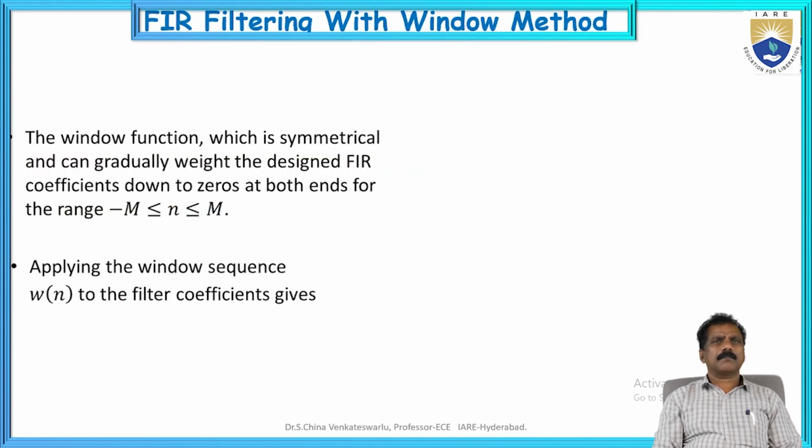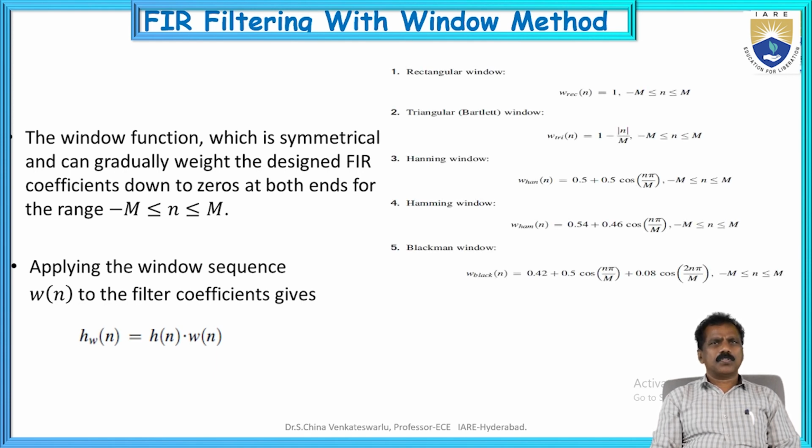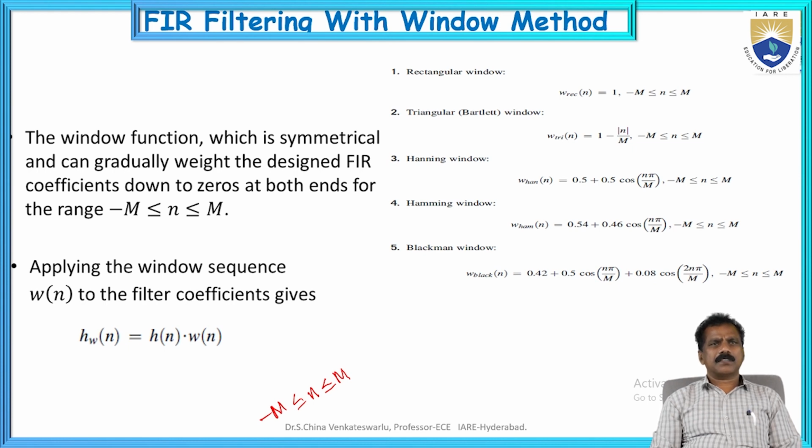Now the FIR filter with the windowing method, which we have already learned in previous lectures. With reference to that basic concept, the window function is symmetrical and gradually weights the desired finite impulse response coefficients down to zero at both ends, for the range minus M less than or equal to n less than or equal to capital M. Applying this window sequence w of n to the filter coefficients gives h_w of n equal to h of n times w of n.